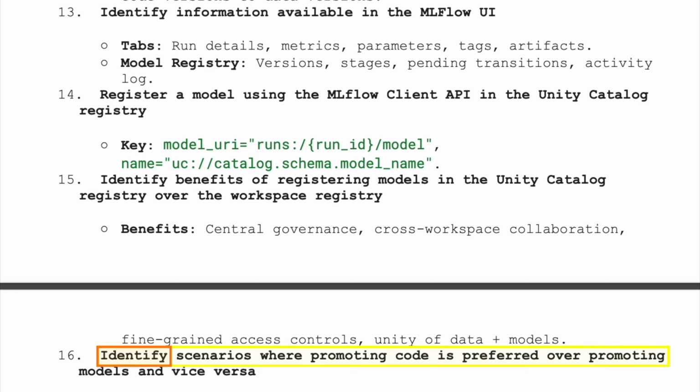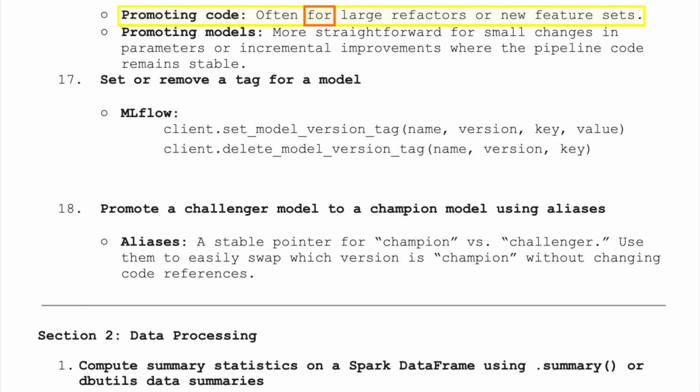16. Identify scenarios where promoting code is preferred over promoting models and vice versa. Promoting code: often for large refactors or new feature sets. Promoting models: more straightforward for small changes in parameters or incremental improvements where the pipeline code remains stable.